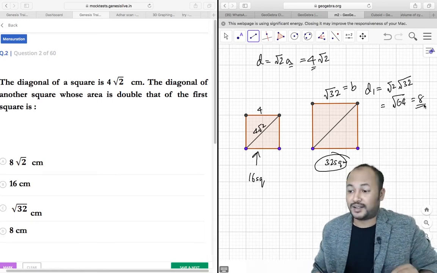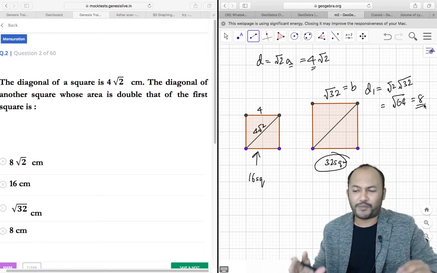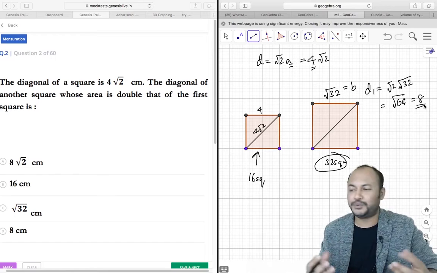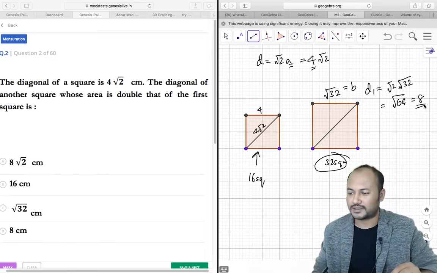Great. Very nice question. Very simple question, in fact. But you know, the way in which we can solve this is so beautiful. It's so nice. So amazing.